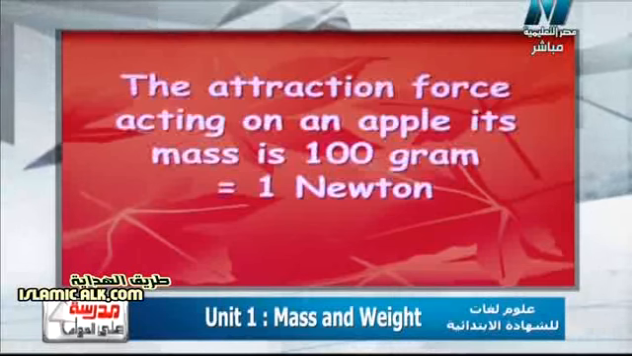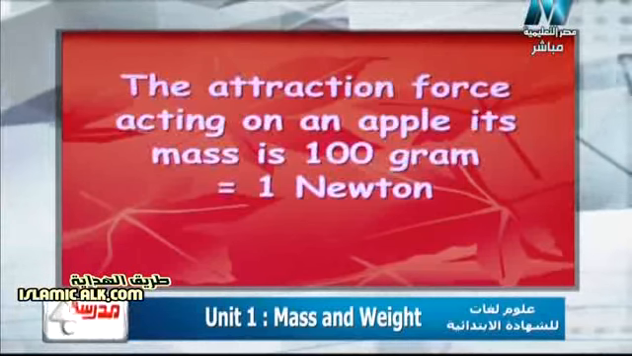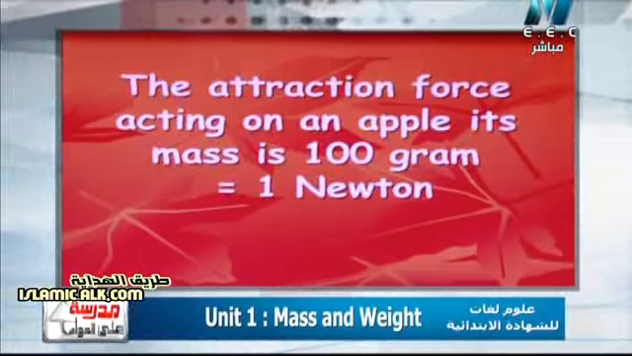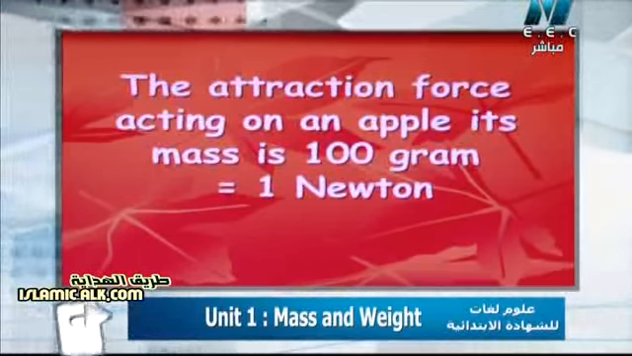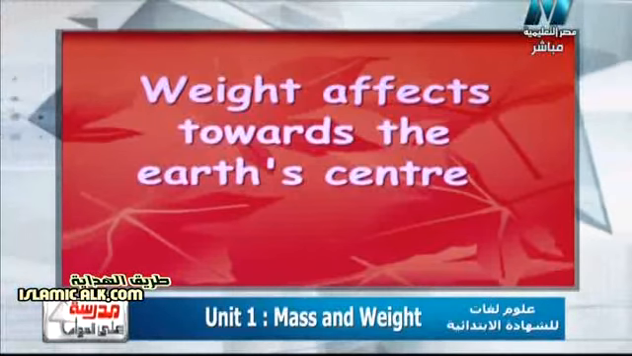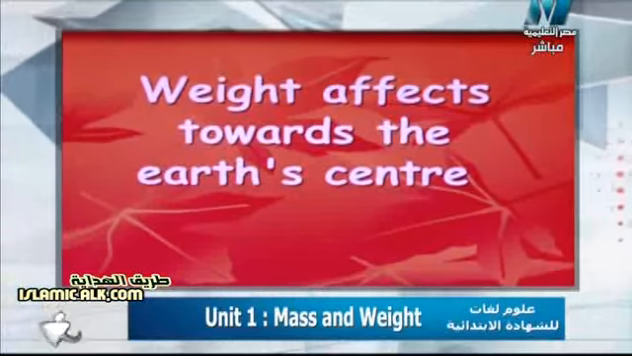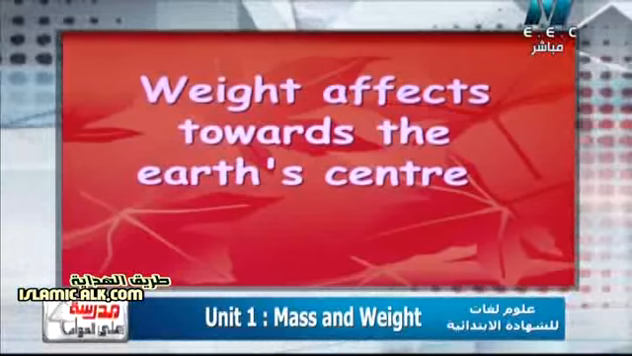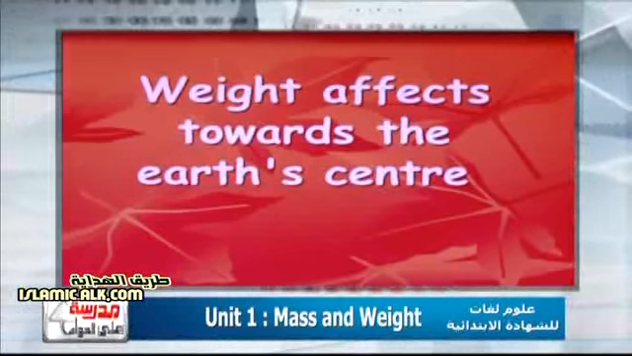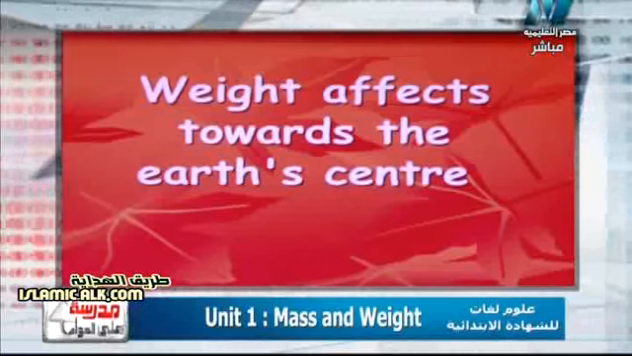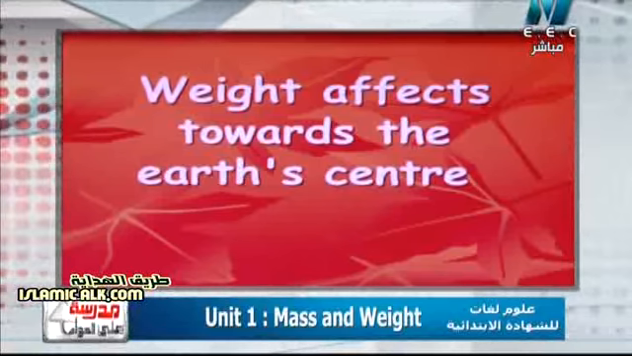The attraction force of an apple, its mass is 100 gram, equals 1 Newton, as I said before. Every 100 gram equals what? 1 Newton. So up till now we have the factors affecting weight. We said there are 3 factors. Number 1, the mass of the body, the mass of the object. Number 2, the planet or the place it is on. Number 3, the distance between the center of the planet and the body.